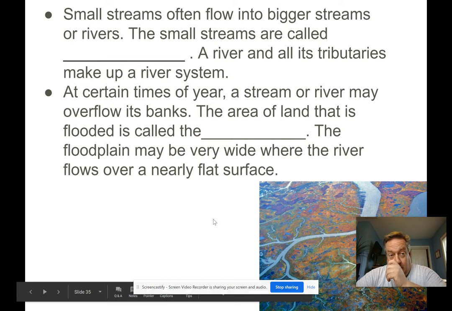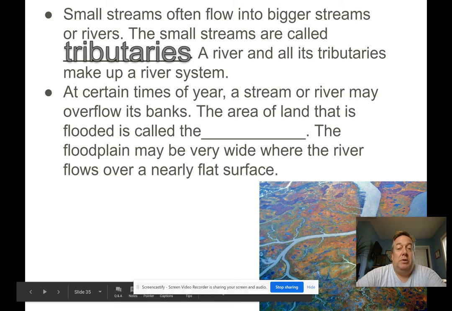Okay, now our small streams. I want you to think of a tree, where the main trunk is the main part of the river, and then all the branches coming off the main trunk are going to be something we call a tributary. So all these smaller streams and rivers that flow into the bigger river, we're going to call the tributaries.